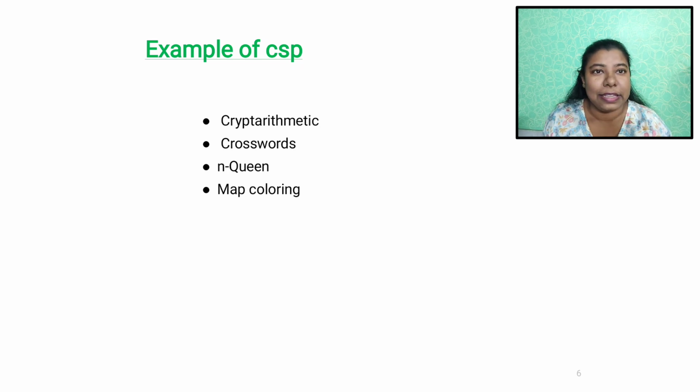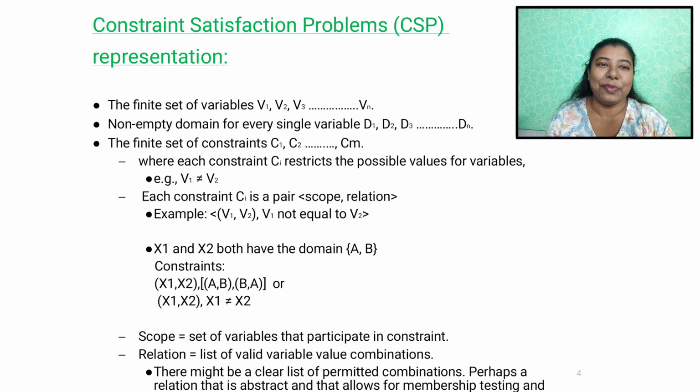So, let's start with cryptarithmetic. That is our first topic. We are going to use an example of cryptarithmetic to solve by CSP. That means we are going to solve a particular problem by using the constraint satisfaction problem. Okay, so what is this?